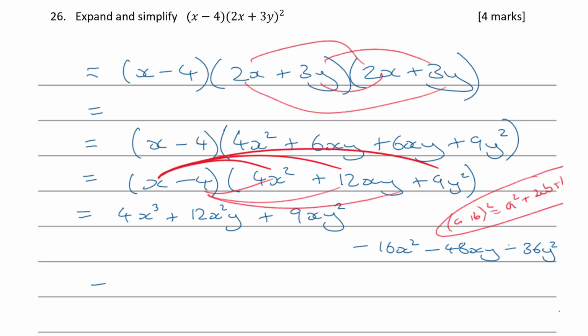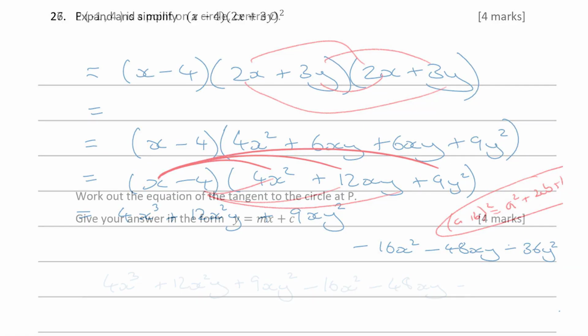None of those terms are alike, so can I simplify it? Can't see anything that's the same all the way through. I think that's it. Just 6 terms. So my final answer is 4x cubed plus 12x squared y plus 9xy squared minus 16x squared minus 48xy minus 36y squared.